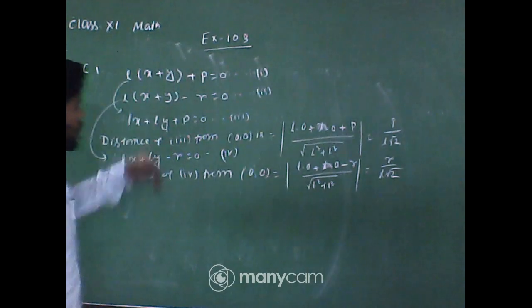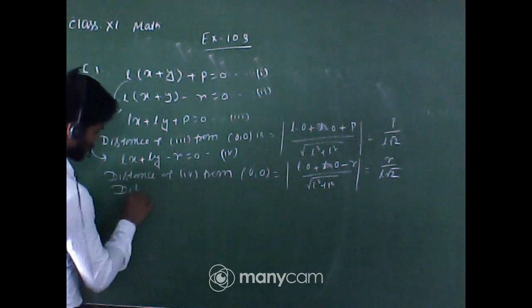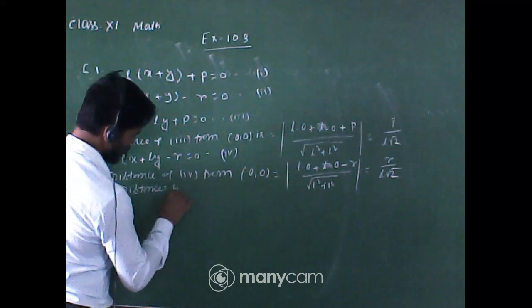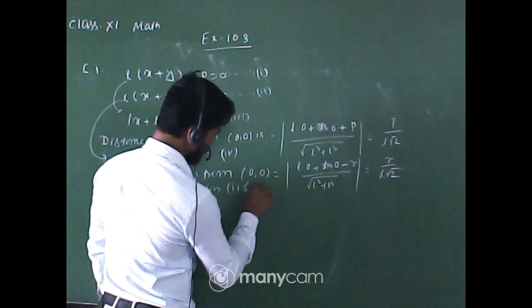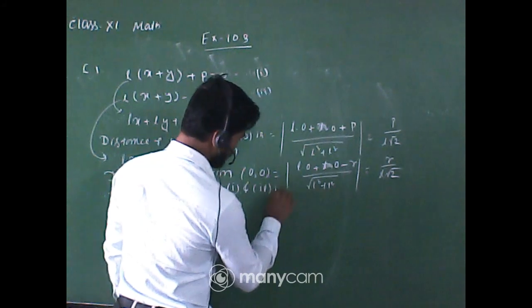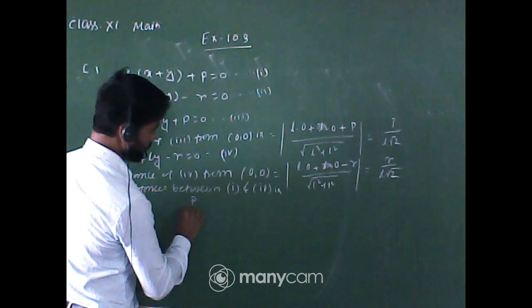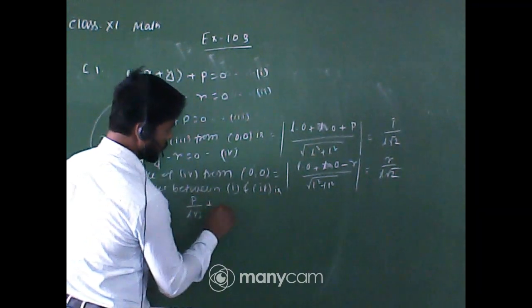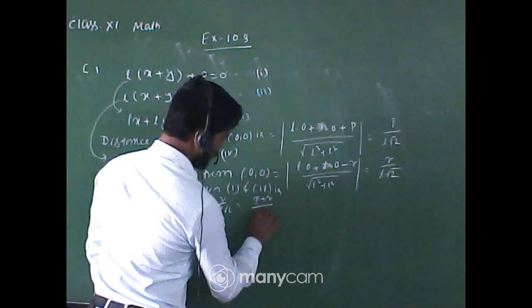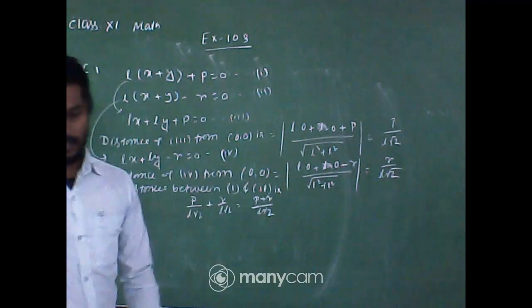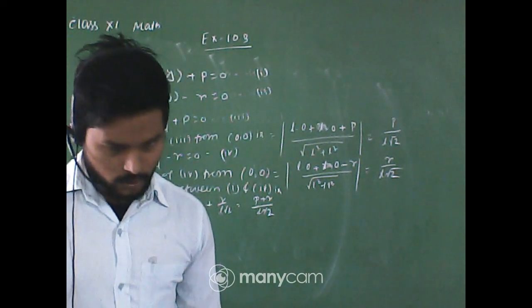So what is the distance between equation number 1 and equation number 2? The distance between them is just the sum of these two numbers, that is p by L root 2 plus r by L root 2, that is p plus r by L root 2 units. This is the distance between these two lines. Okay, so this question is also completed.